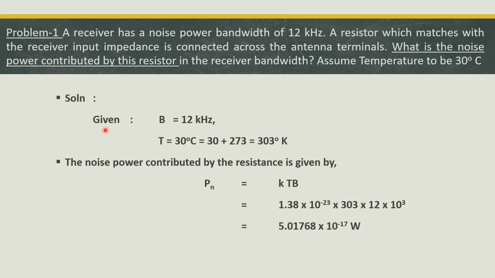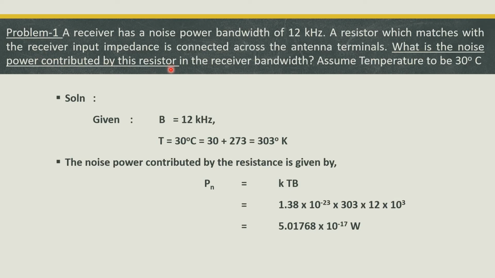Then by using those formulas, one simple problem is presented here. A receiver has a noise power bandwidth of 12 kilohertz. A noise resistance which matches the receiver input impedance is connected across the antenna terminal. What is the noise power contributed by this resistor in the receiver bandwidth? Assume temperature to be 30 degrees Celsius. So here we have to calculate the noise power contributed by this resistor.